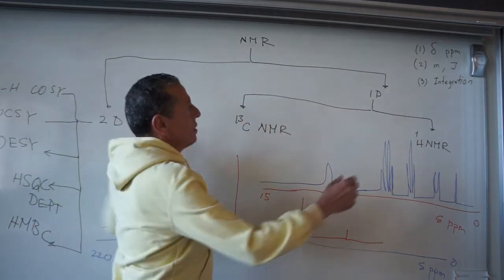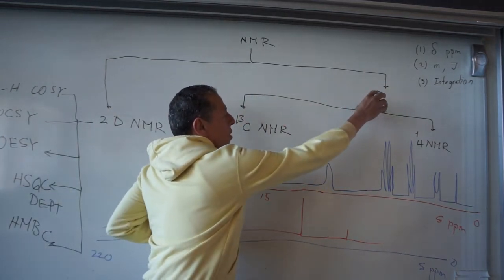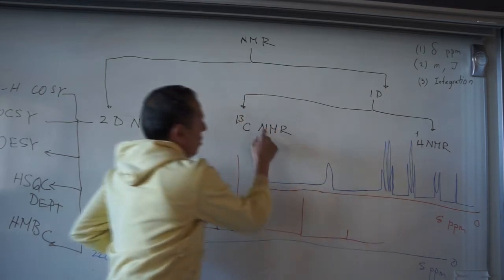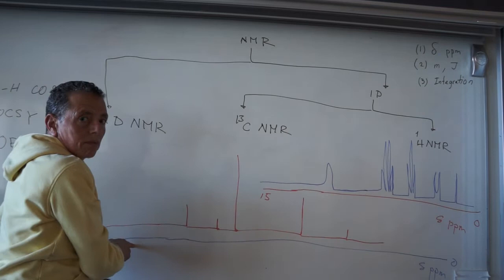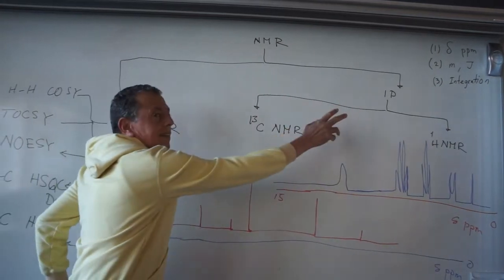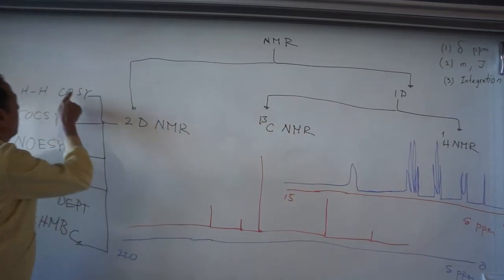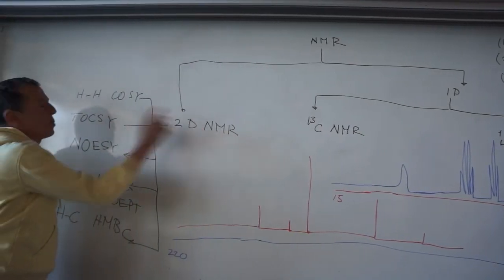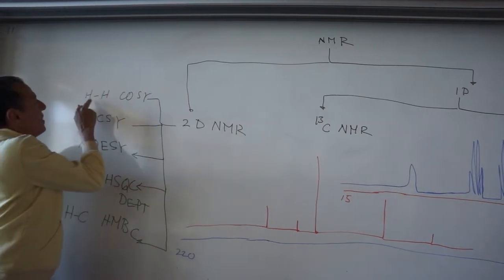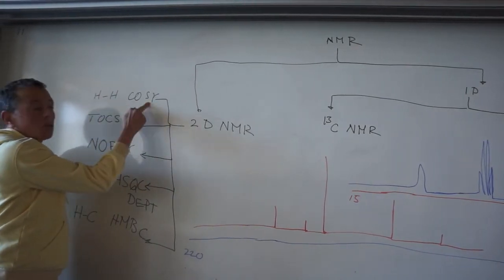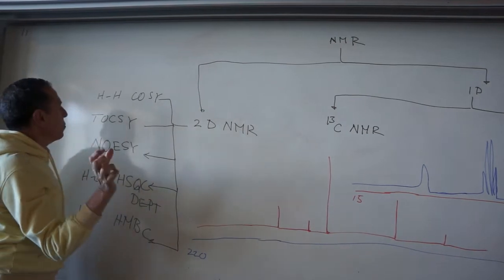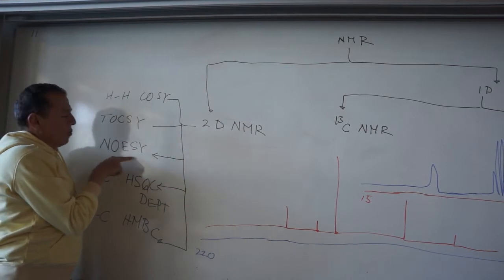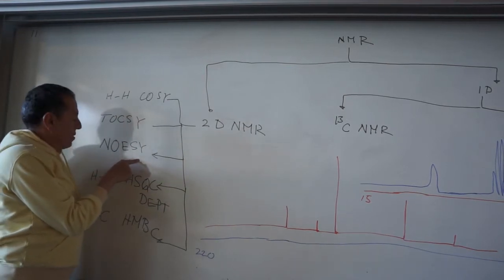NMR can be divided into one-dimensional NMR, which means that I will have a chart of only proton NMR or a chart of carbon-13 NMR. That's why we call it 1D. If you combine, for example, proton with proton correlation, then it will be two-dimensional because you get a relation between two protons. Then it will be COSY in case of neighboring protons, TOCSY for long range until 3 bonds, NOESY in order to determine the stereochemistry.